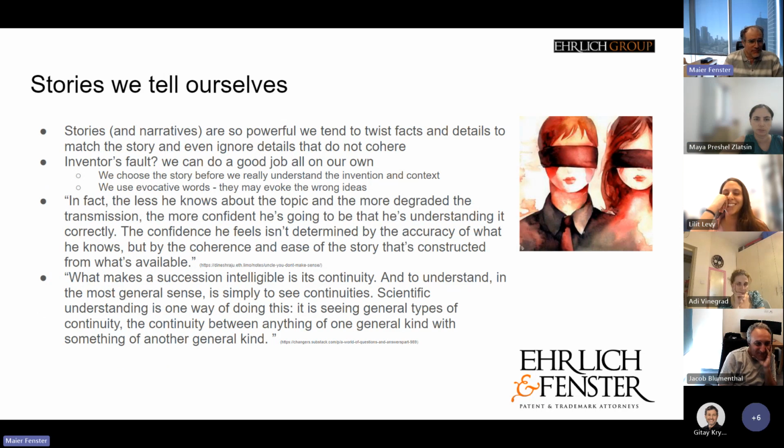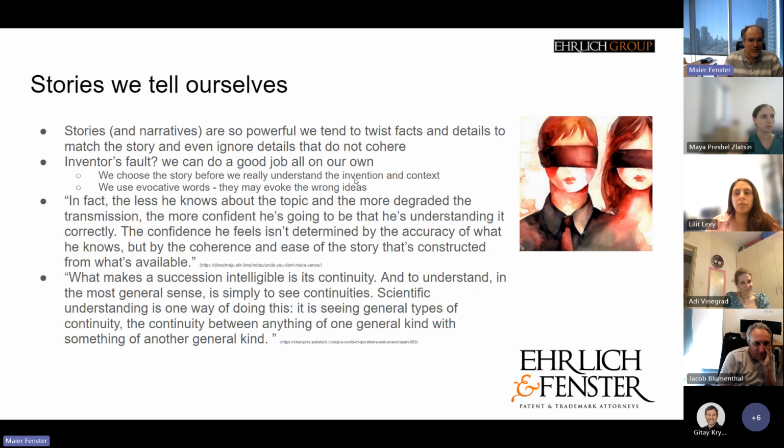Problem is that stories are so powerful that we tend to twist the facts to fit the stories. We look at an invention, we say, oh, I know what the invention is. And then all of the details that the inventor gave us, they fit what we understand, even if it has nothing actually to do with what the inventor said. And yes, sometimes it's the inventor's fault too, but one of the typical ways we make a mistake is we use language which is very evocative, fixedly connected, permanent. And who knows what these words mean, but once we use them, we're stuck.